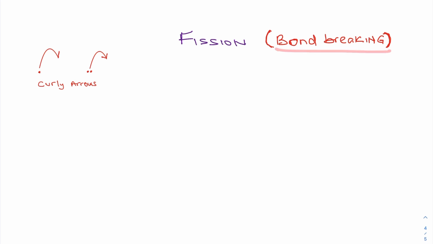That's showing the movement of a pair of electrons. And if we have a single electron, we can move that electron from one place to another place with a single-headed arrow. Curly arrows show the movement of electrons in a chemical reaction mechanism. Now we look at fission, and fission is bond breaking. It requires energy to break a bond, therefore fission is endothermic.